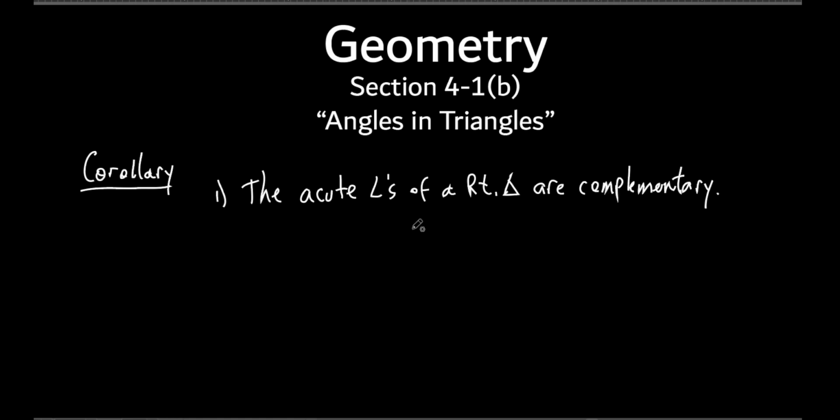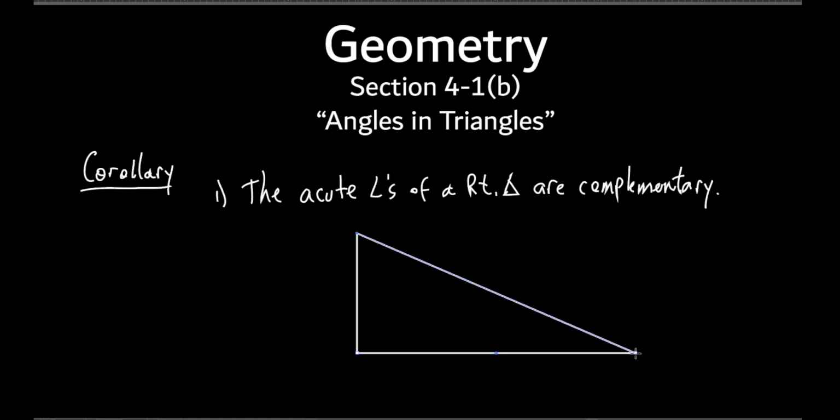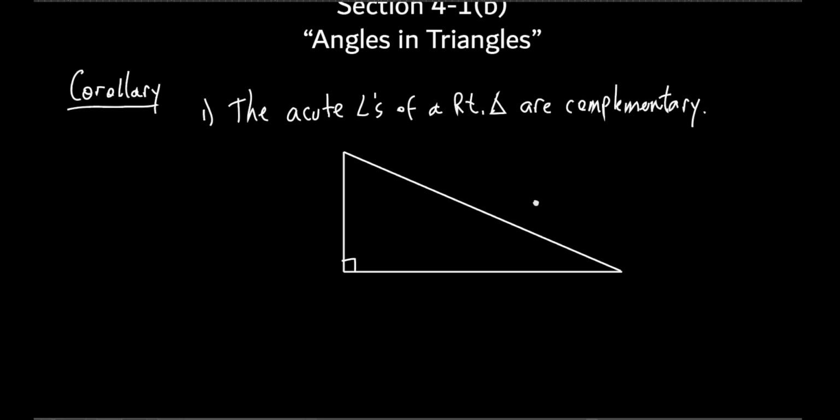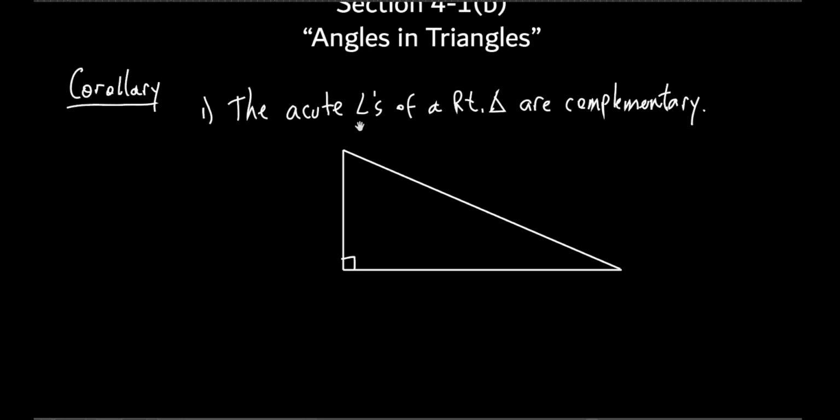So it says the acute angles of a right triangle. Let's just draw a right triangle. And let's look to see which ones are the acute angles. All right, so that's a right triangle right there. If I put that little box, now it's a right triangle, okay? What does this corollary say? What does this little baby theorem say? It says the acute angles of a right triangle.